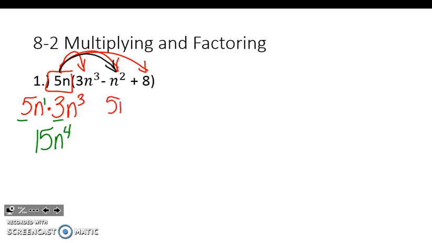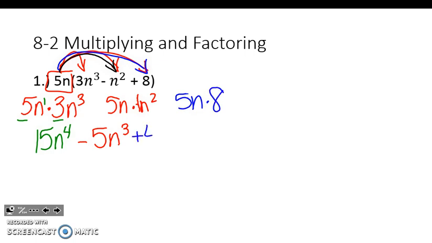The second one is going to be 5n times negative n squared. So negative n squared, we could put a 1 there, so that when we take 5 times negative 1, we get negative 5. And then n times n squared is n cubed. And then 5n times positive 8 is going to get us a positive 40n.